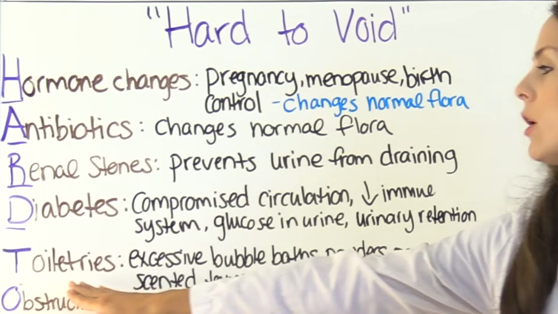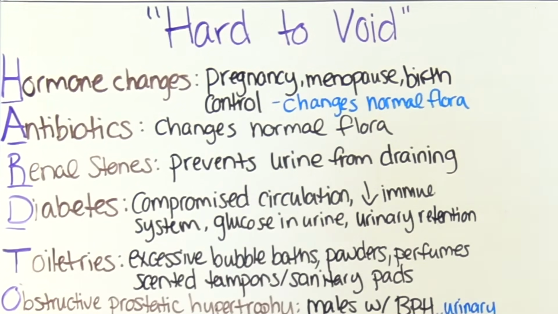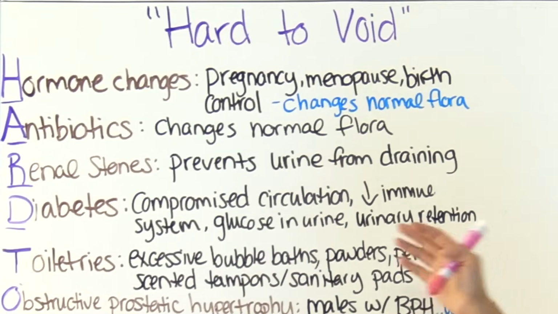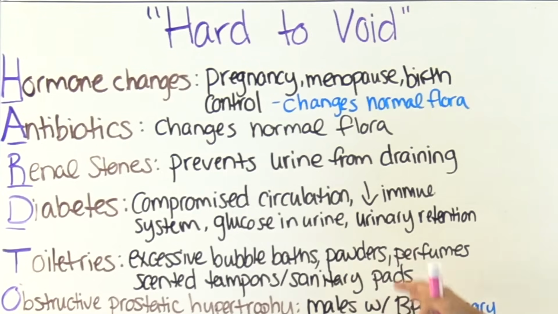Another thing is toiletries, T for toiletries. This is because toiletries like taking excessive bubble baths and using soap over time come in contact with the urethra and can cause irritation. Also powders, perfumes, tampons, scented or not scented, and especially scented sanitary pads. So if a woman during menstruation is having a lot of recurrent UTIs, you need to let her know not to use scented tampons or sanitary pads, and to avoid tampons because that can increase her risk of urinary tract infection.